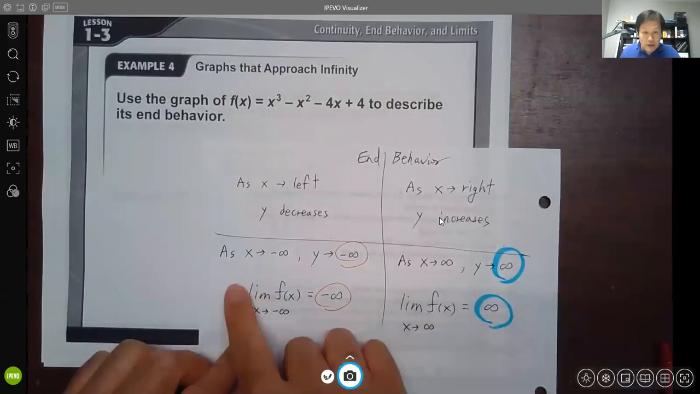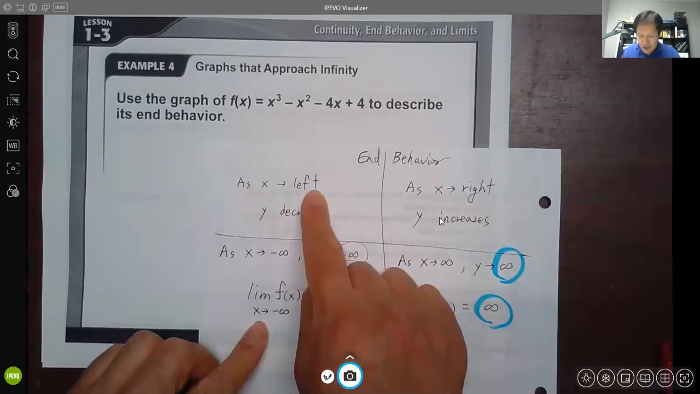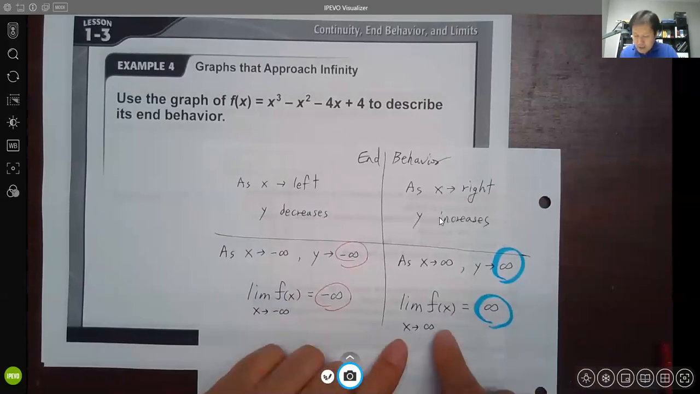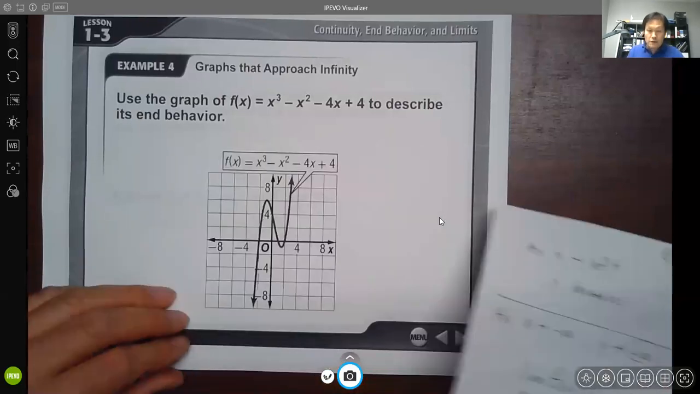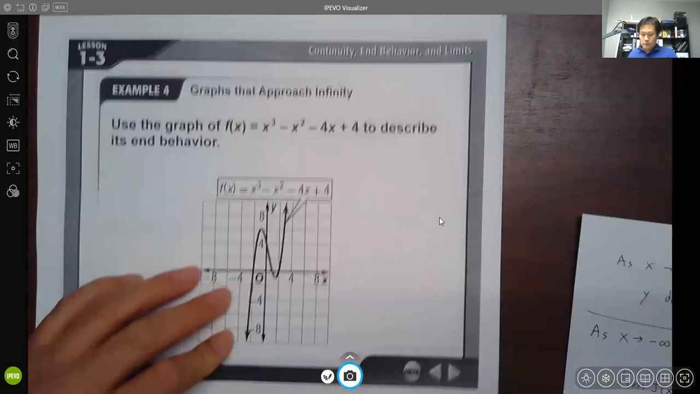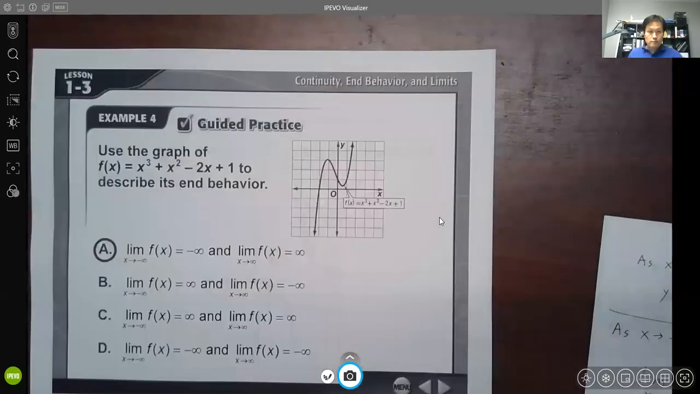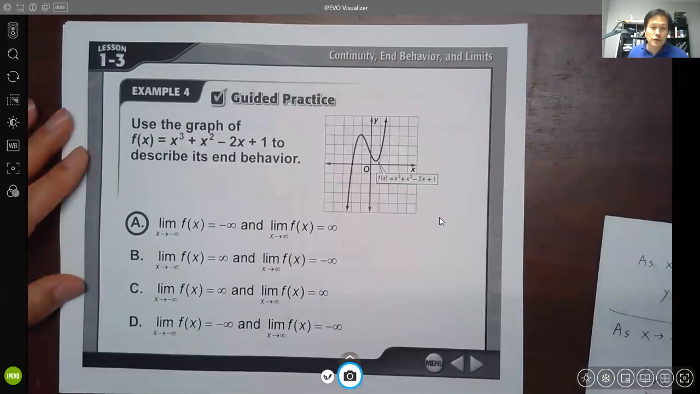So what does all this say? As x approaches the left, you have to answer this. As x approaches the right, what happens to the y? Okay, so that is the answer for this. You do it. Pause the video, you do it.